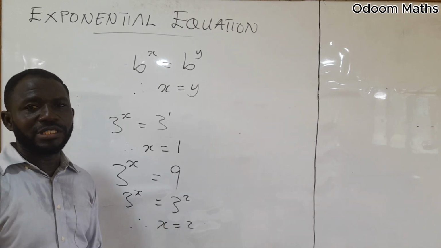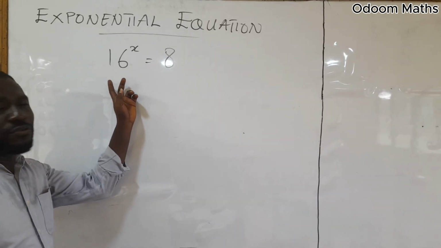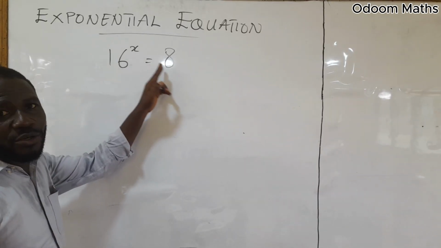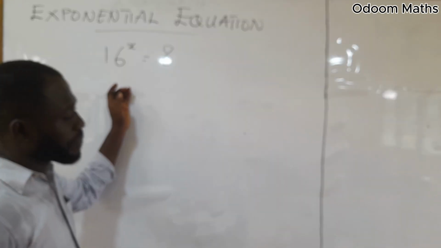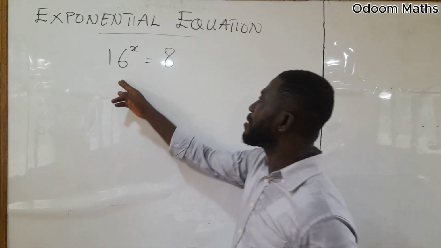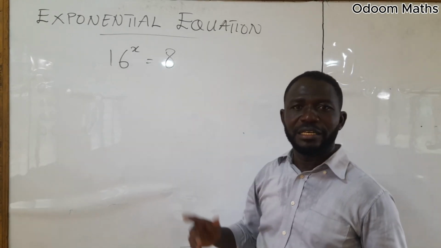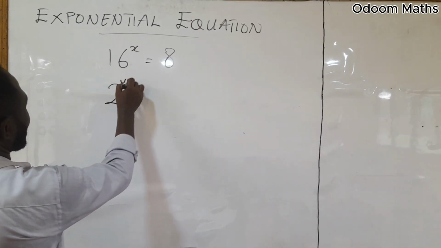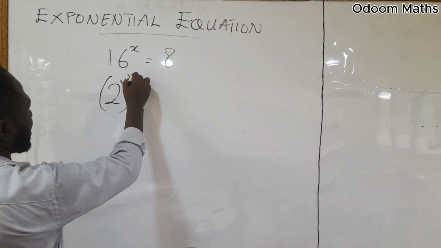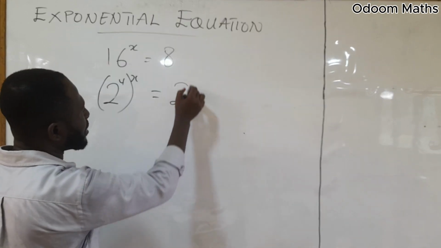Let's continue with more examples. We are given to find x: 16 to the power x equals 8. Let's ask ourselves, which prime number can we write as a base with a certain power that will be equal to 16? 2 will do. 2 to the power 4 is the same as 16, and our x is also here. And 8 can also be 2 to the power 3.